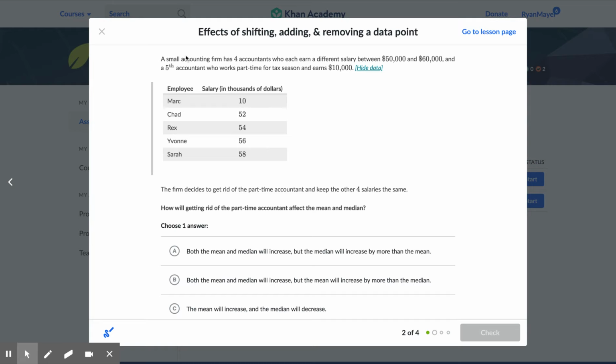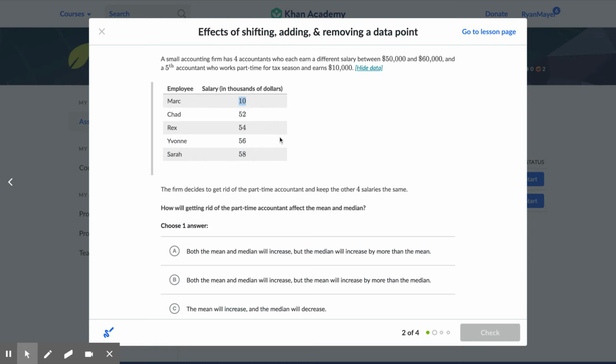Show the data. It says a small accounting firm has 4 accountants who each earn a different salary, and it's going to be somewhere between 50 and 60,000. Now, it does not tell you what all those numbers are. You're going to have to kind of, well, I guess it does in this case. It does tell you over here. It tells you 52,000, 54,000, 56,000, and 58,000. Okay? But then there's a 5th guy, and he's just working part-time around tax season. And that guy just made 10,000. So we got 10,000 right here.